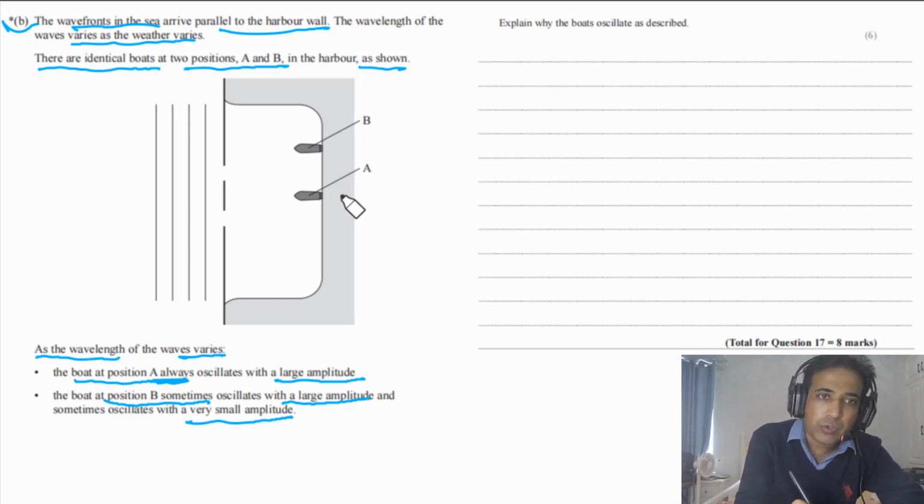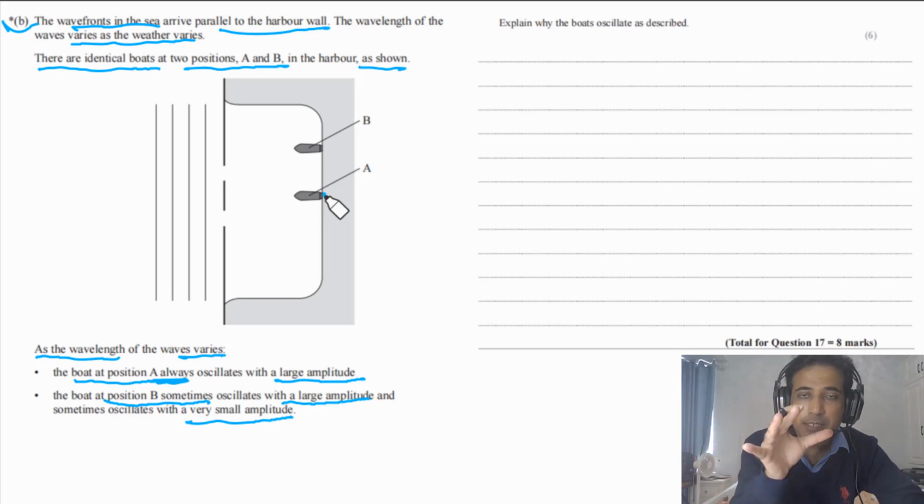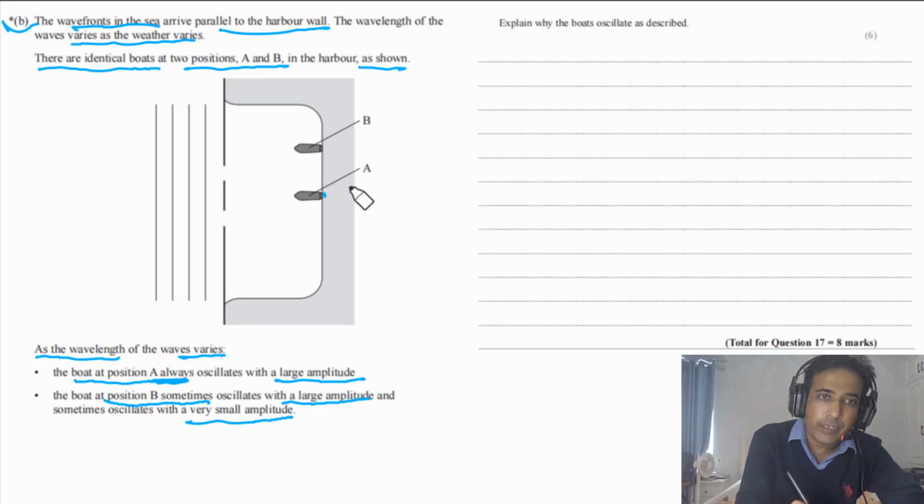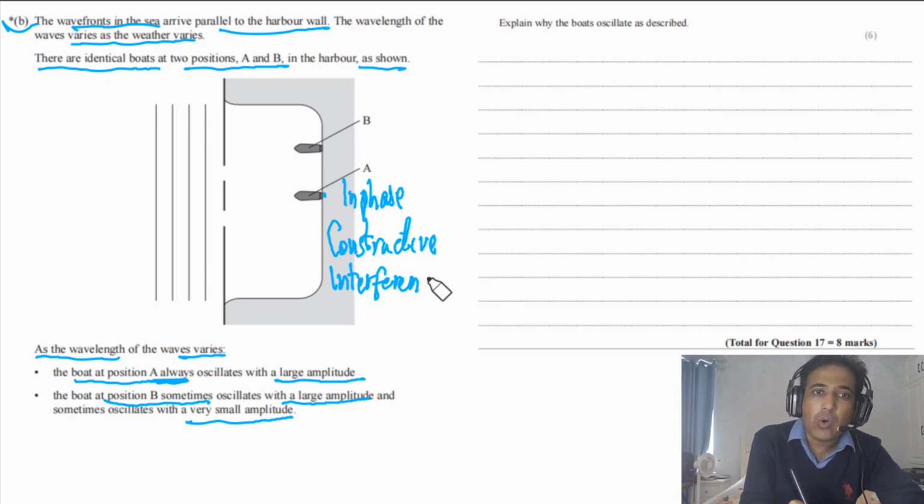As this boat always oscillates with large amplitude, it means that when the waves reach this point from the two gaps, they are always in phase. We can say the waves are always in phase. So here is constructive interference. So the waves interfere constructively. So we can say constructive interference at position A all the time.